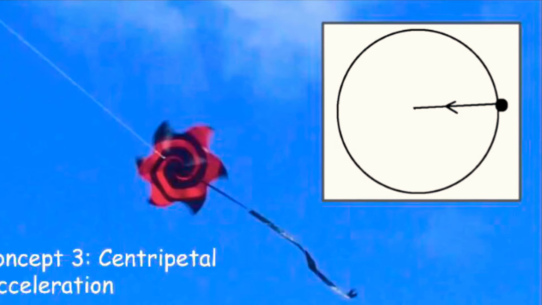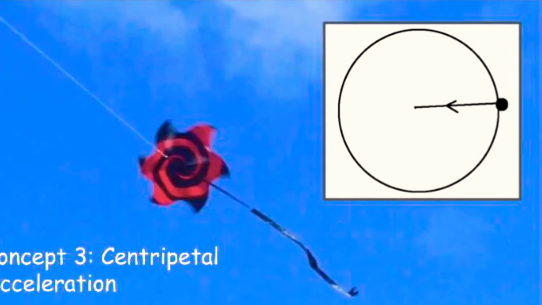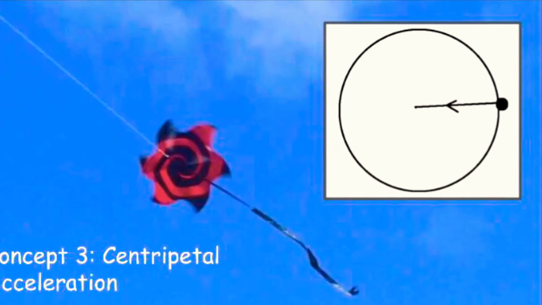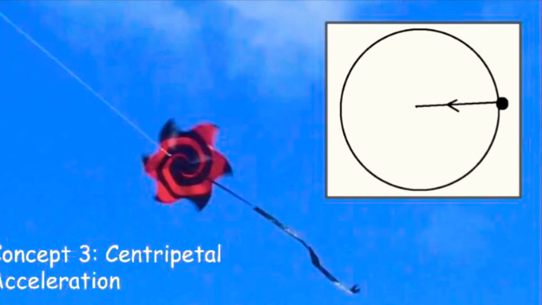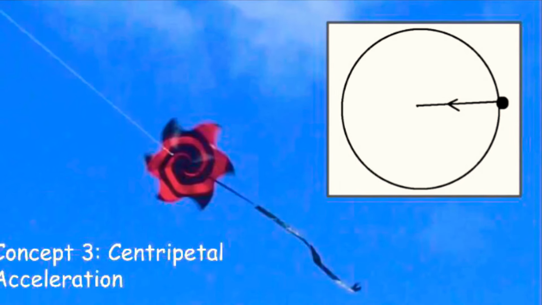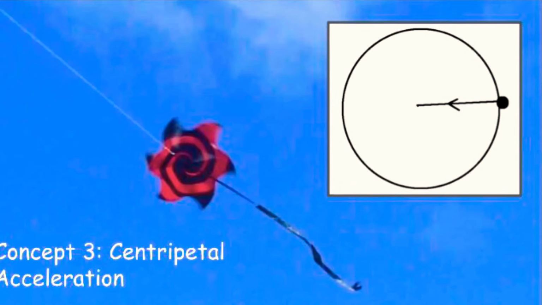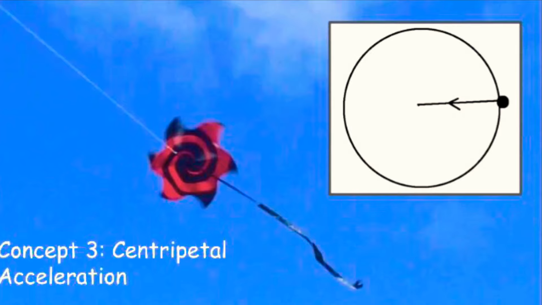And now let's look at the third concept used in kite flying, which is centripetal acceleration. Centripetal acceleration can be used in kite flying when swinging the kite in uniform circular motion. Centripetal acceleration works when the kite remains in constant flight, as it should not change its vertical position but only its horizontal position. Let's look at an example using centripetal acceleration.